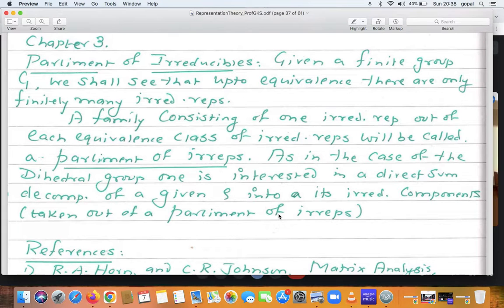d1 squared plus d2 squared plus ... plus dk squared is the number of elements in the group. Each di must divide the order of the group, and the number of irreducible representations up to equivalence exactly matches the number of conjugacy classes in the group. These are the rigid constraints on the number of irreducible representations. And the idea is to take one irreducible representation, form a parliament consisting of exactly one irreducible representation out of each equivalence class of irreducible representations.